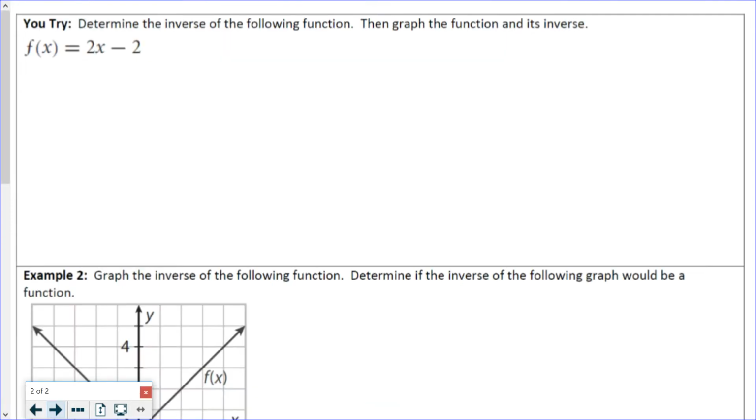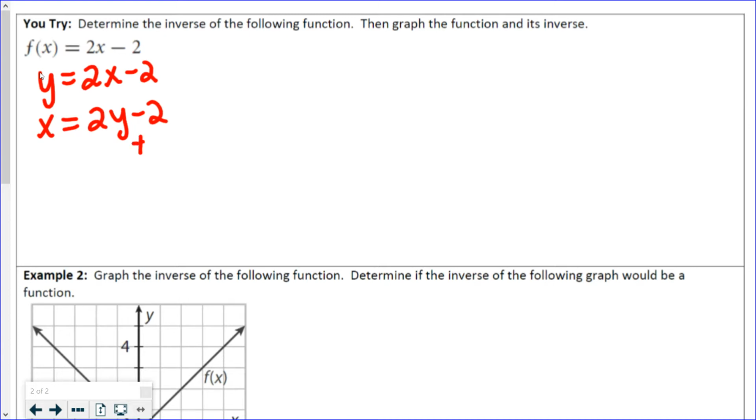All right, moving on to the back side. Let's go through those steps one more time. So we're going to change f of x and call it y, because f of x and y are the same thing. Once we got xy notation, I'm going to switch the x and the y. This is the same thing as switching the domain and the range. Once I've switched the x and y's, now I'm solving for the new y.